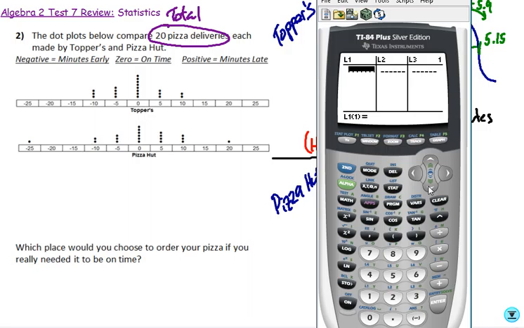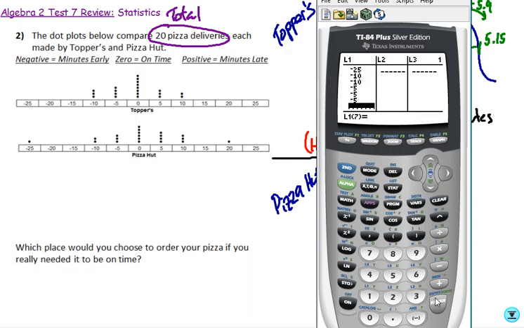So Pizza Hut looks like at their best, one time they were early by 25 minutes. And again, you say, well, how could you be early by 25 minutes? That would be if they said they were going to be there in 45 minutes and they showed up in 20 minutes, right? So that would be 25 minutes early. Next data point looks like they were early by 10 minutes. That happened twice. And early by 5 minutes, that happened 3 times.